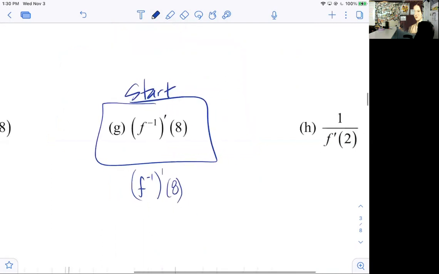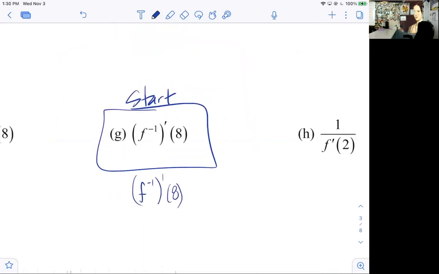Now, there's 2 ways to find f inverse prime of 8. We can either A, find the inverse function of f of x by interchanging x and y, resolve for y, and get the inverse function. And then take the derivative of that inverse function, plug in an 8, and we're golden, right? That's going through the front door of Green Hall. We're the Willie Nelsons of math. We come in through the Willie door. We're going to do it a different way, okay?